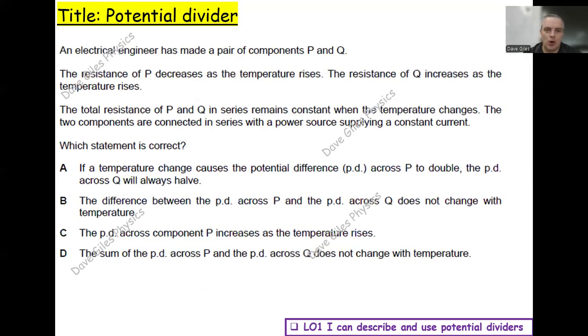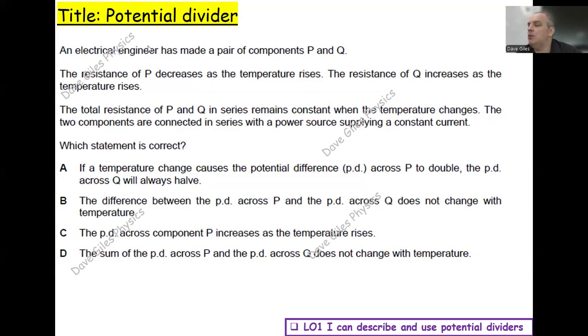Next question is a bit more of a wordy one. An electrical engineer has made a pair of components P and Q. The resistance of P decreases as the temperature rises. The resistance of Q increases as the temperature rises. The total resistance of P and Q in series remains constant when the temperature changes. The two components are connected in series with a power source supplying a constant current. Which statement is correct? I'll go through them from the top and see if each one is true or false and how it is true or false.